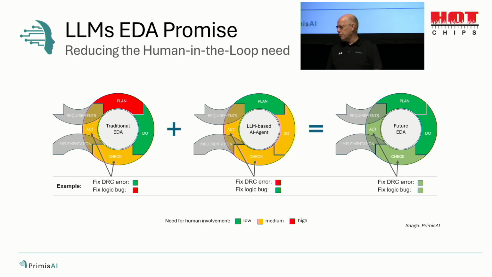So if you add up the two worlds, traditional EDA not being good at planning, and now LLM-based AI agents starting to become able to address some of this planning, you get a new world where we are truly going to be able to take the human out of the loop or reduce the need for human involvement in ways we were not able to before.